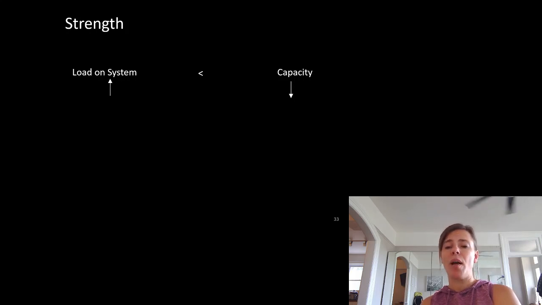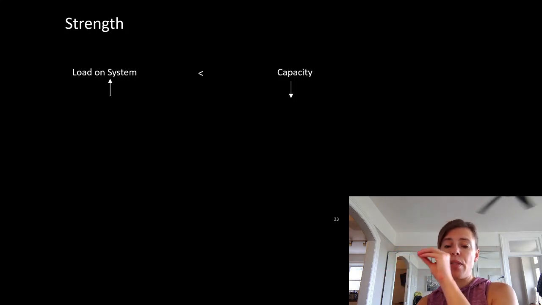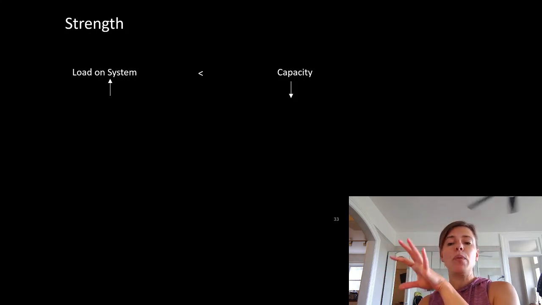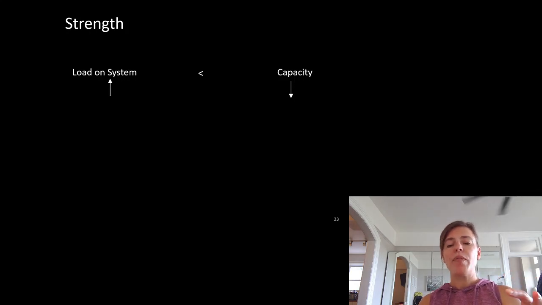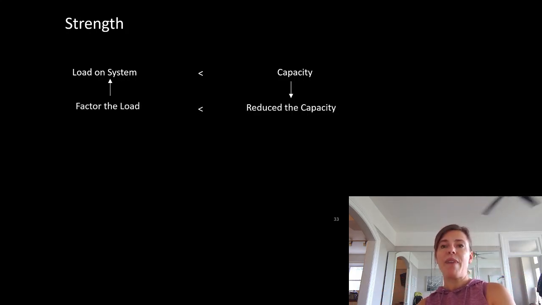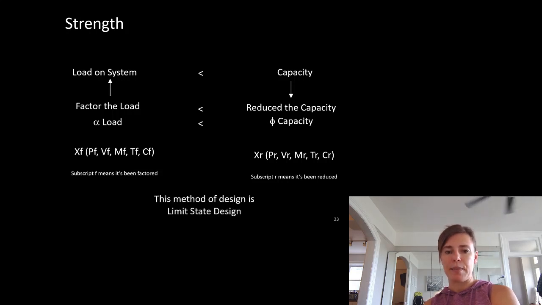Oddly enough, this does not mean we over-design things or we've made things bigger. It's actually had the opposite effect. We've actually thought about loads specifically and their possibility of occurrence, and we've thought about materiality and its possibility of failure. We've actually been able to refine buildings because of this. So we factor the load, and it has to be less than the reduced capacity. And that little sub F means we've applied our loads, and that little sub R means we've reduced the capacity.